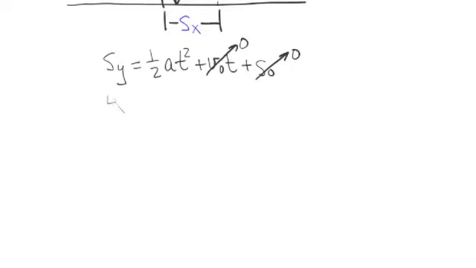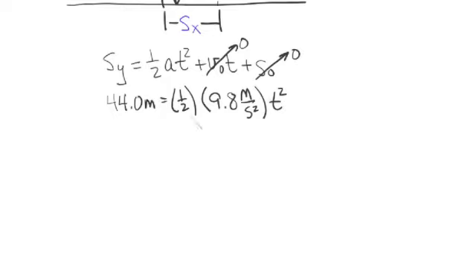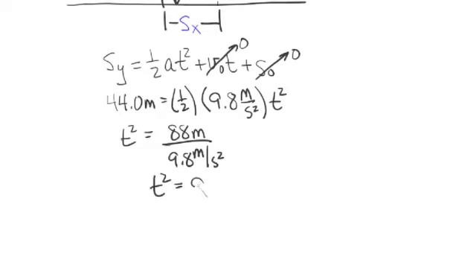We are told that the height of the cliff, or S sub y, is 44 meters. It's equal to 1/2, just a constant, and we're near the surface of the Earth, so a is actually equal to g, and it's a positive g because the object is accelerating or falling down. Solve this equation for t squared: 88 meters divided by 9.8 meters per second squared gives us a t squared of 9.0 seconds squared, and the value of t is equal to 3.0 seconds. So it takes 3 seconds for the ball to fall from the top of the cliff to the ground.